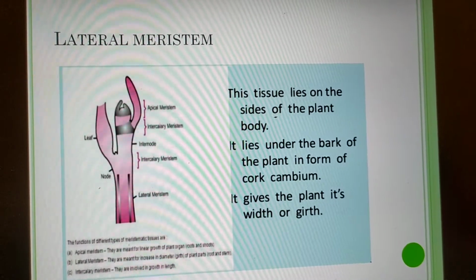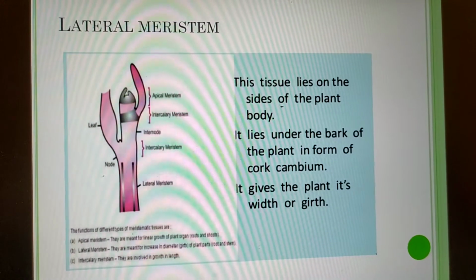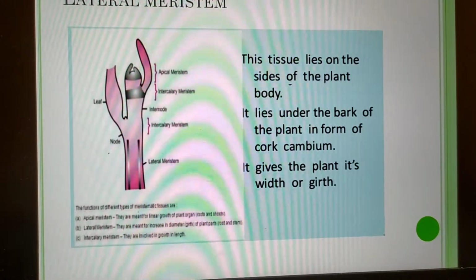Lateral meristem lies on the sides of the body. It lies on the bark of the plant in the form of cork cambium. It gives the plant its width or the girth.